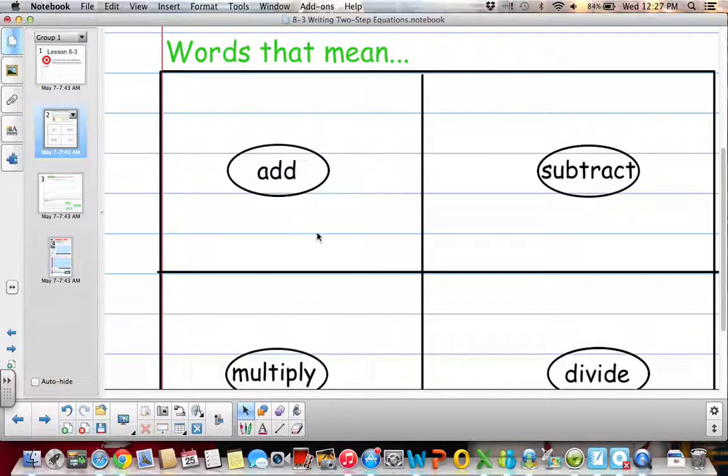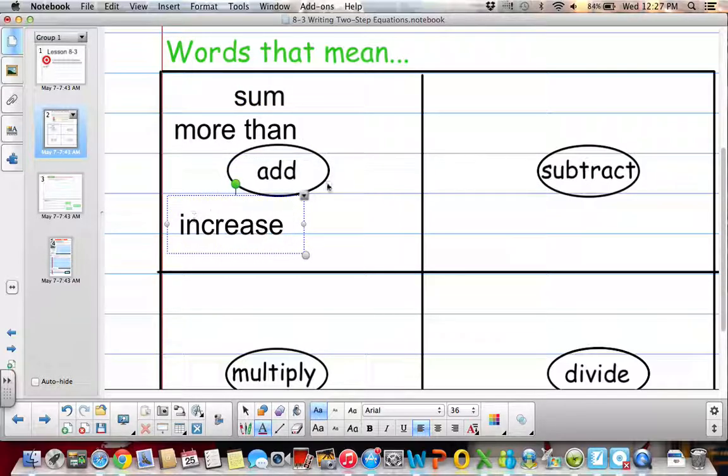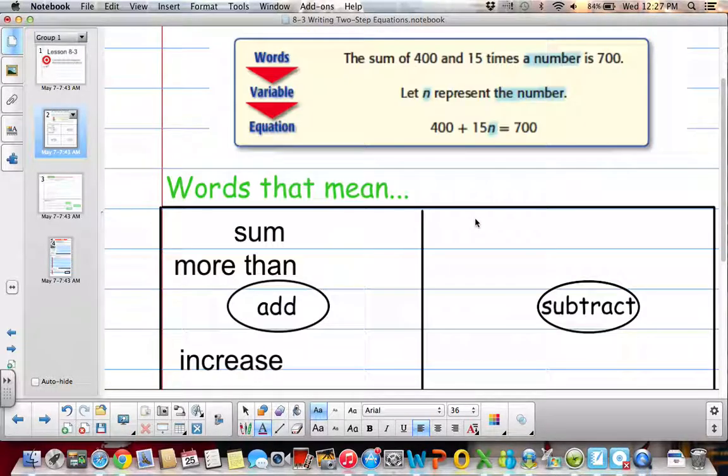Thinking of when we use addition, subtraction, multiplication, and division. There are some words that we can look for that mean addition. So we know sum means addition. We can look for "more than," which would be addition. Increase would be addition. What else? If you can think of other words that mean addition, or any of these that I don't put up, bring them to class tomorrow.